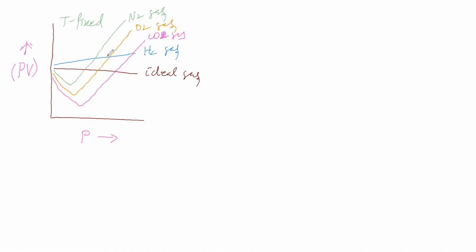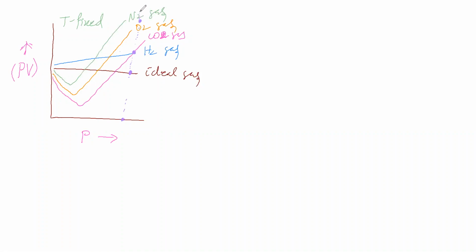Whether it is correct or wrong, let us check. Let us fix the PV value. Now we take the pressure to be this much. At this pressure, the PV value for ideal gas is this much, the PV value for carbon dioxide is this much, and the PV value for oxygen gas is this much.